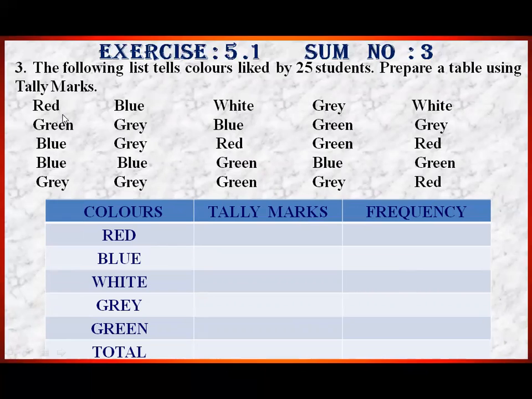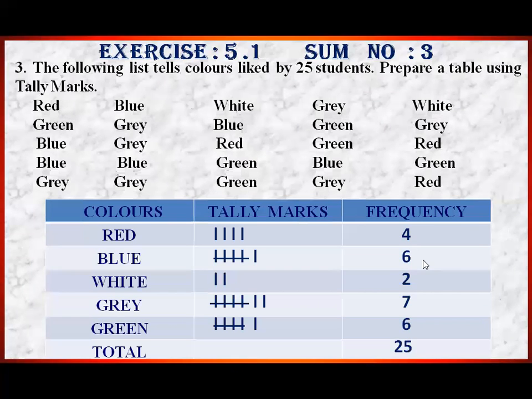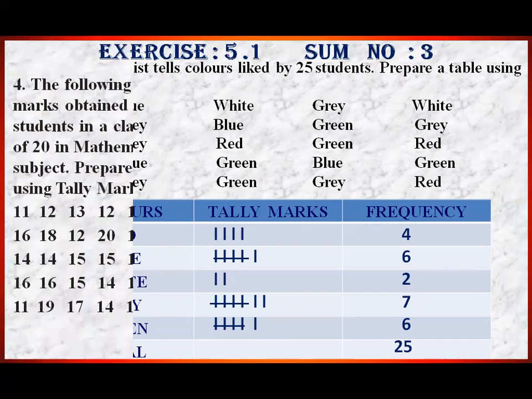So let's start drawing the tally for red, blue, white, and so on. So for red you have 4, blue you have 6, white 2, gray 7, green 6. So the frequency is also recorded and the total is 25. So your tally table is completed.